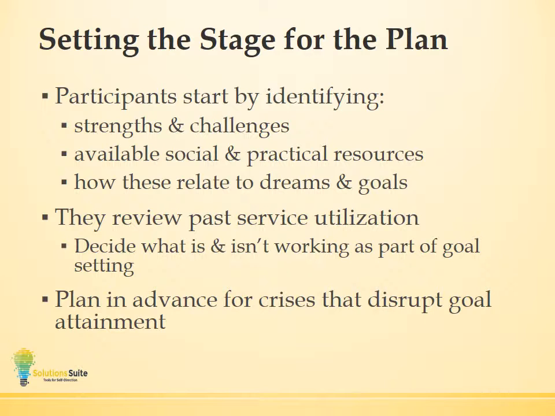The planning process also involves reviewing with participants their past service utilization, including what types of services they've tried and how much of each type they've used. An important discussion here concerns which services have helped and which have not helped. This is done to decide which services and supports are likely to help people reach their goals so that these can be added to the budget. It's also important to do some advanced crisis planning by anticipating unforeseen circumstances that might impede goal attainment.